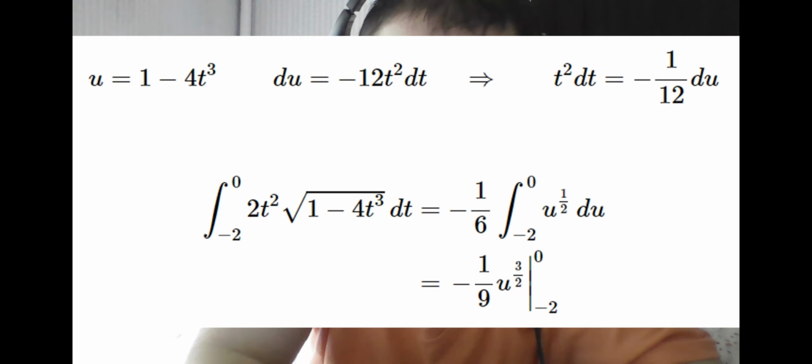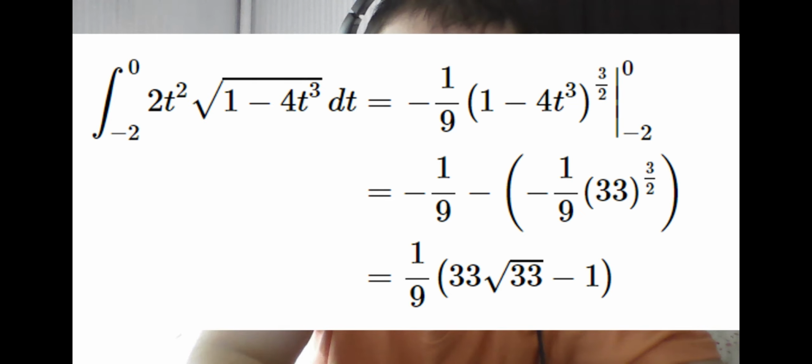We now evaluate this indefinite integral at the 2 points specified. Let's see first, because our range was in the value of t's, we cannot evaluate values of u for this. We have to plug back in the original function for u before we can do the evaluation. Once we do this, the arithmetic tells us the final result is 1/9 times 33 times the square root of 33 minus 1. But there is also a second method that involves changing the limits of integration, like this.